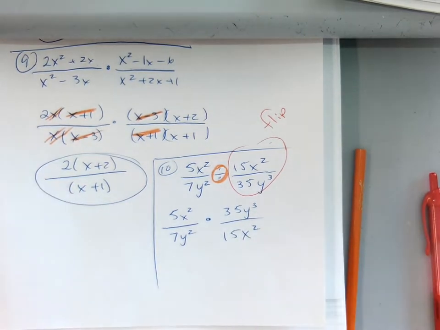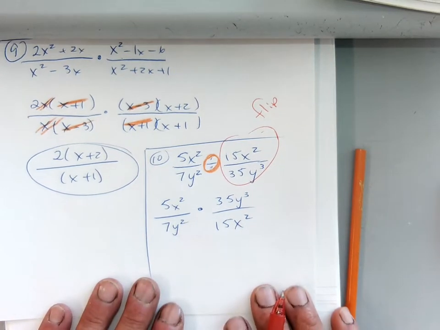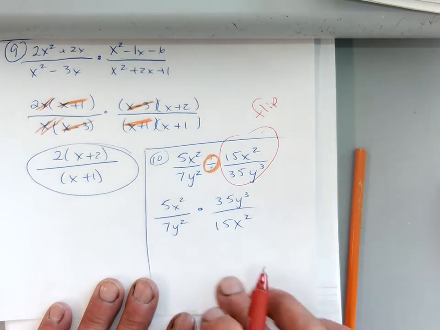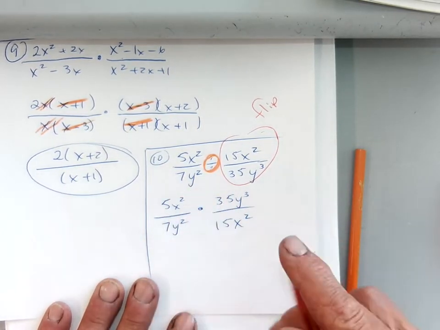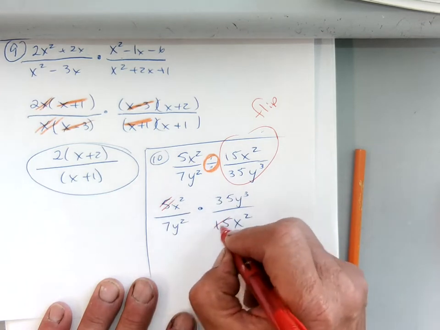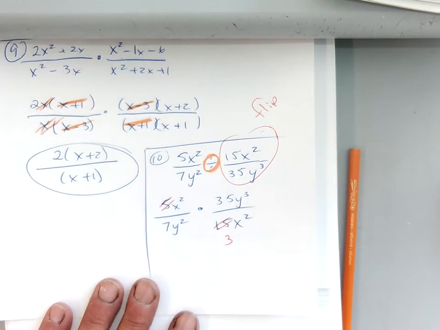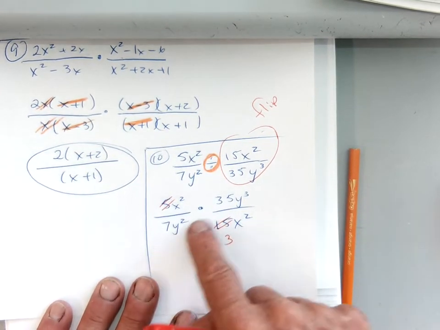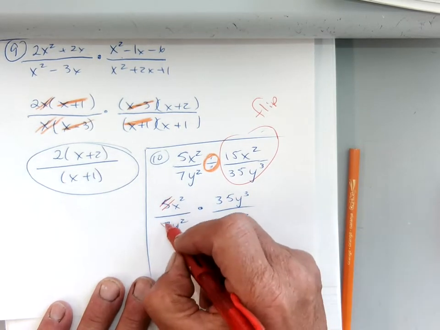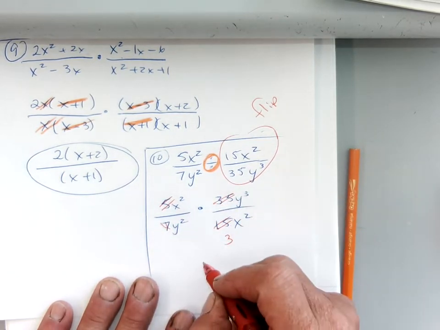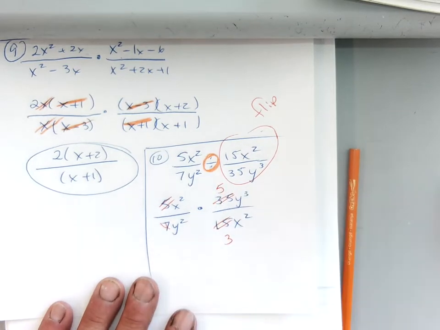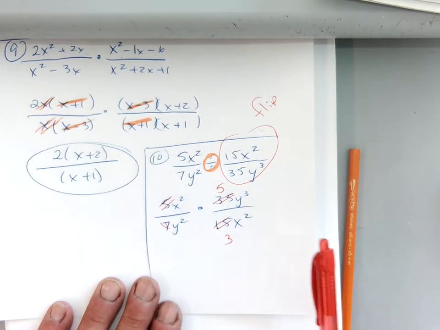Now I'm going to do the same thing that I did on 8. Same kind of problem as 8. There's no factoring to be done, but I'm just going to cancel, okay? Well, let's see. I can start with the 5 and the 15. You guys okay with 5 and 15? I'll cancel 5 and 15 and make it a 1 and a 3. The 7 and the 35 I can reduce to a 1 and a 5.